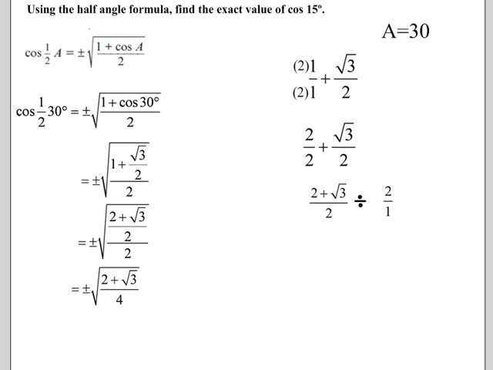Now, what's that going to simplify to? Well, you've got to remember, this radical here applies to the numerator and the denominator. So this is what we end up getting. Now, we're going to take the positive answer. Did you notice that I just got rid of the negative and kept the positive? The reason the answer is positive is because a 15-degree angle is in the first quadrant, and in the first quadrant, cosine is positive. So this is our final answer over here.